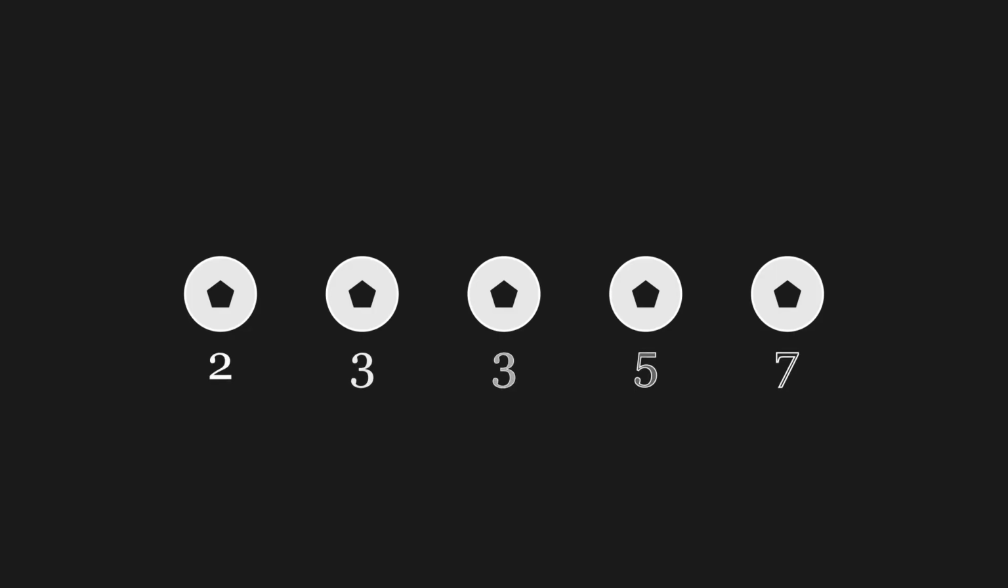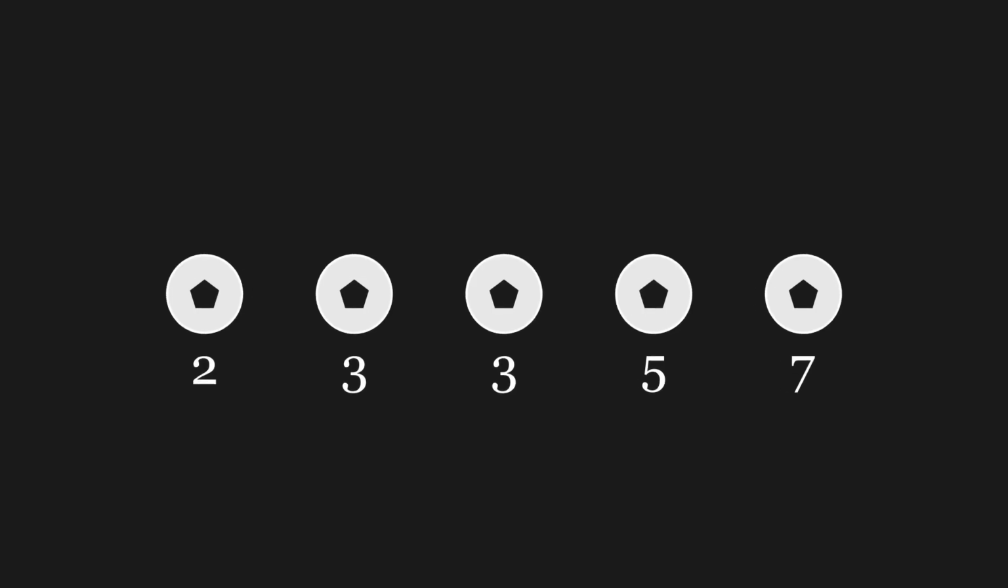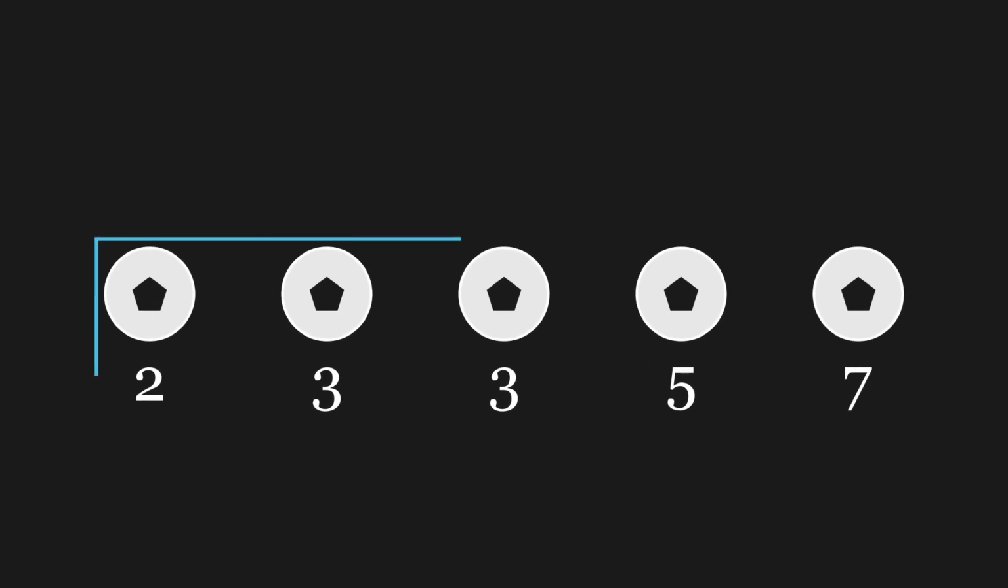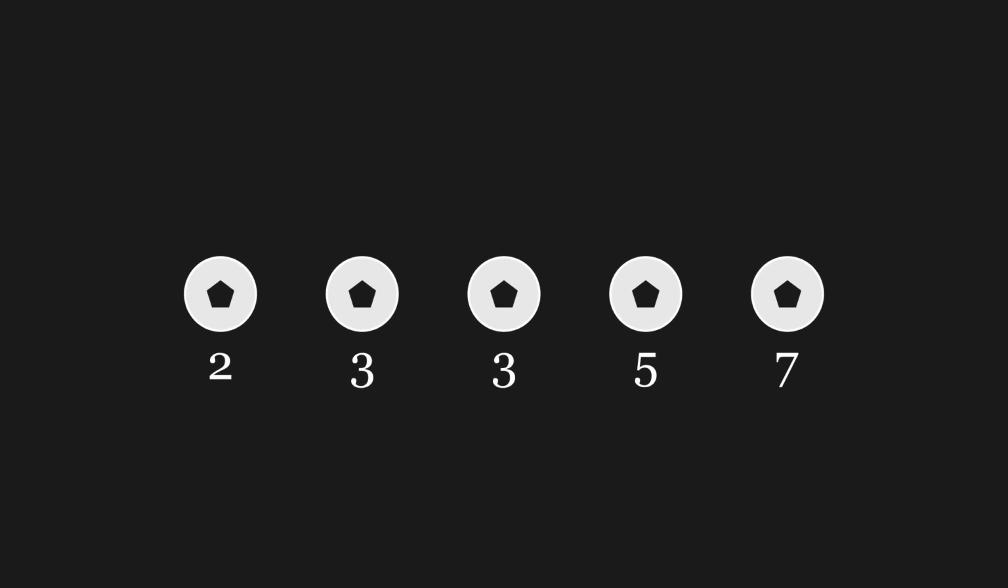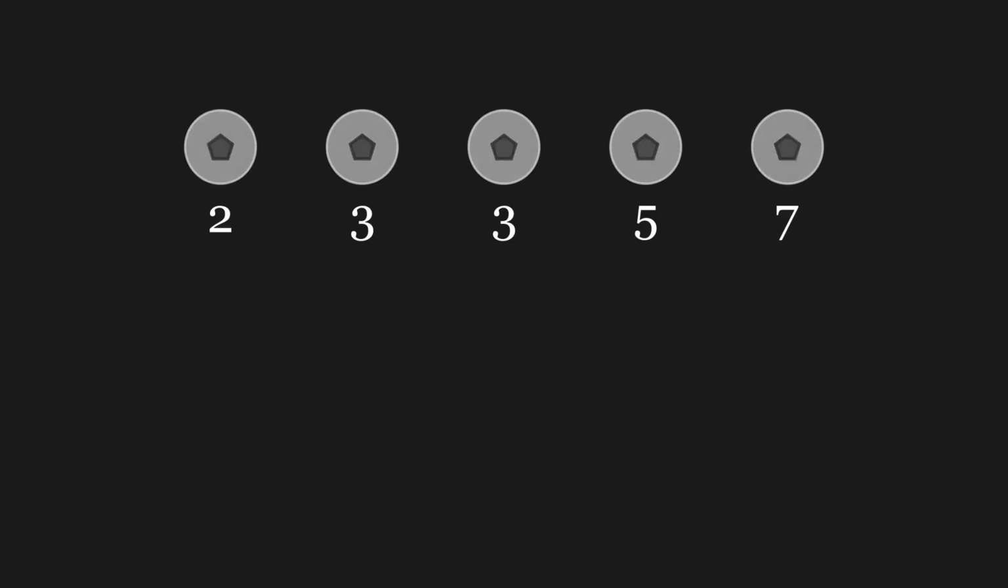A soccer team's goals scored over 5 games: 2, 3, 3, 5, and 7. We're going to run this same list through all 4 calculations, so keep these 5 numbers in mind.